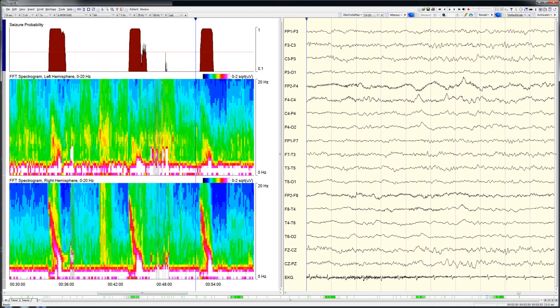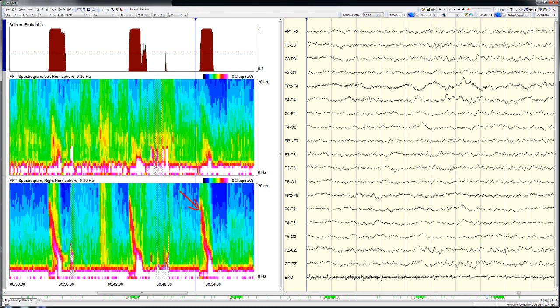This view adds a seizure probability graph above the FFT spectrograms, but it's otherwise configured identically to the graphs just presented. Based on the spectrograms, let's predict what the EEG will show during the time period just following the vertical blue line in the trend window.